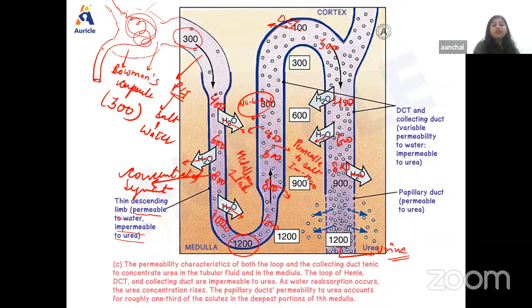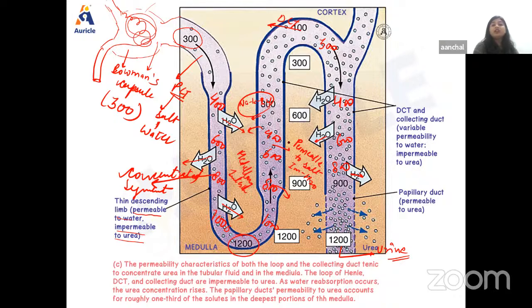Now the filtrate will go into the descending segment of the loop of Henle, and we know that this descending segment is permeable to water and impermeable to salts. So there will be reabsorption of water, and as the water gets reabsorbed, there will be accumulation of salts inside the descending segment. So the osmolarity of the filtrate will increase and reach up to 1200.